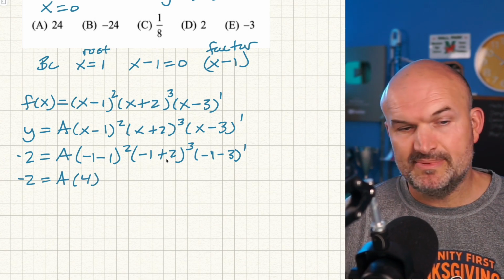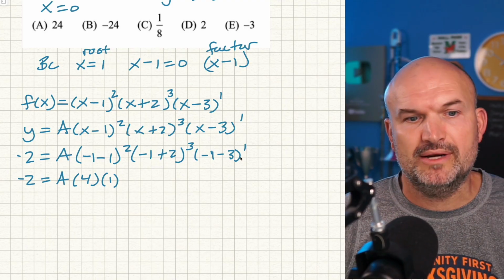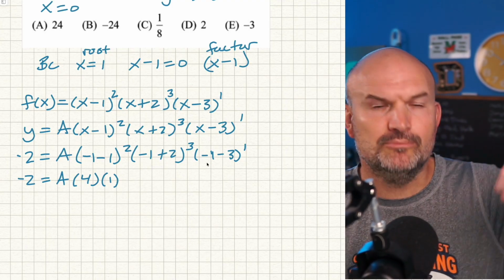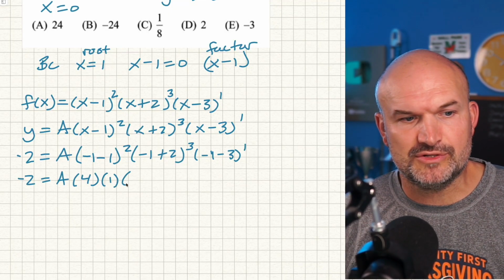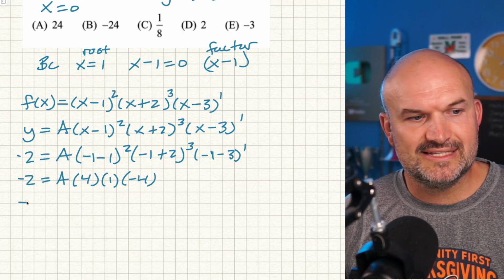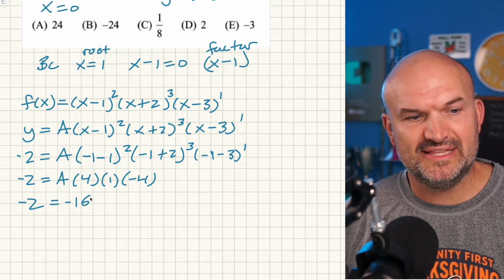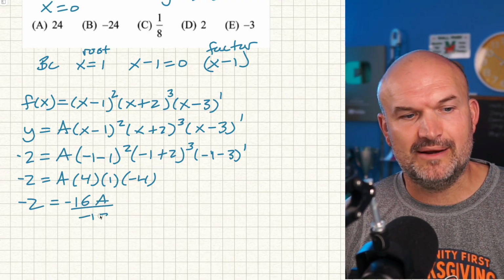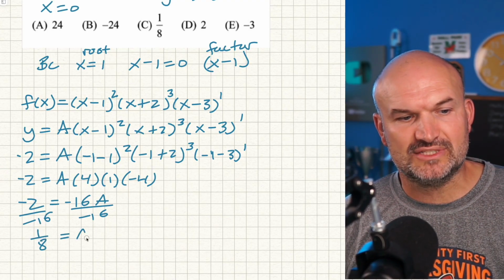Negative 1 plus 2 is going to be a positive 1. Cubed though is just still going to be 1. Cubed is 1 times 1 times 1. And you owe me $1, you borrow $3 more, you now owe me $4, and it's raised to the first power, so it's just going to be itself. I can simplify this. 4 times negative 4 is going to be negative 16. I'll put that in front of the a, and then just divide by negative 16 on both sides, and I get 1 over 8 is equal to a.